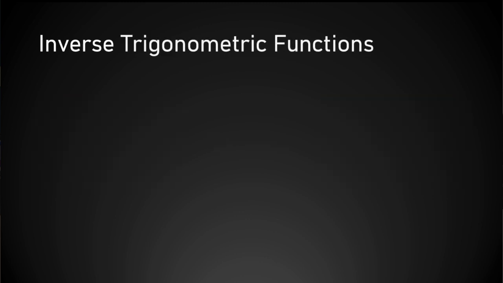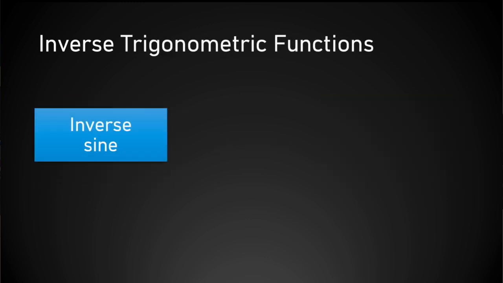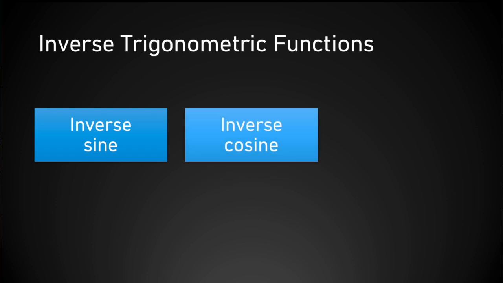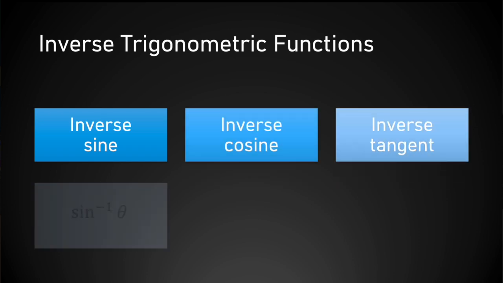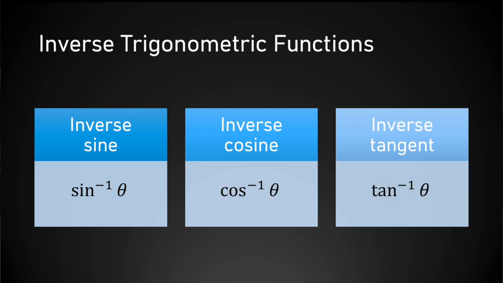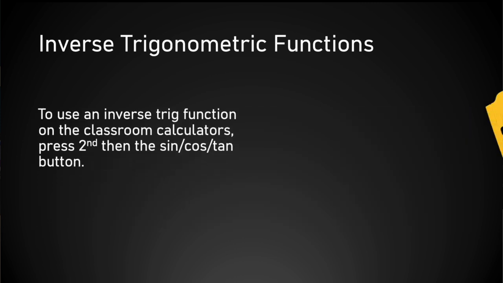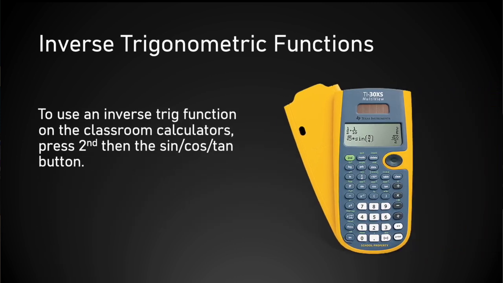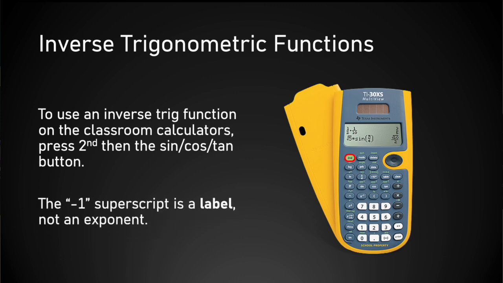So our inverse trig functions are inverse sine, inverse cosine, and inverse tangent. We abbreviate them the same way we abbreviate the standard trig functions, but we stick a little superscript -1 at the end. We can access those functions on the classroom calculators by pressing the green second key located here before pressing sine, cosine, or tangent.